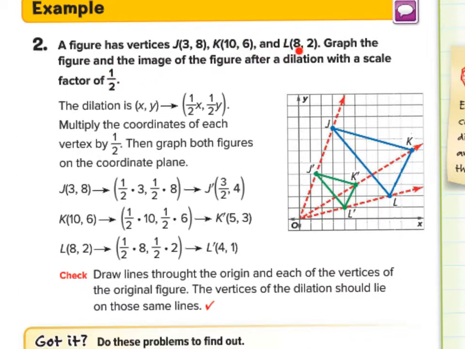So then I have 8 times a half, and I get 4. 2 times a half, and I get 1, right? So if that's the case, let's see if they match. So I said J should be 1 and a half and 4, and there it is, 1 and a half and 4.